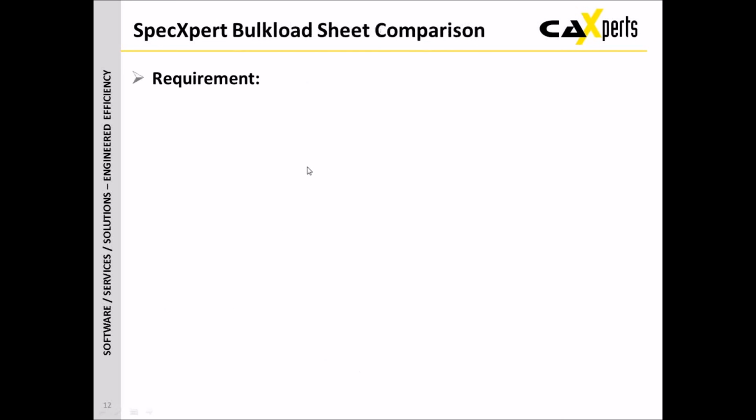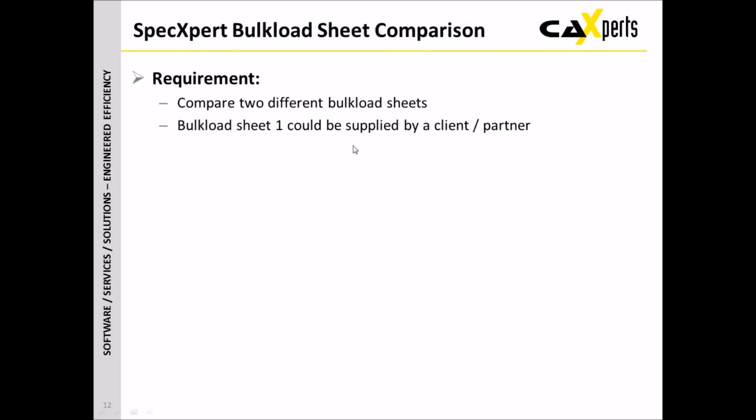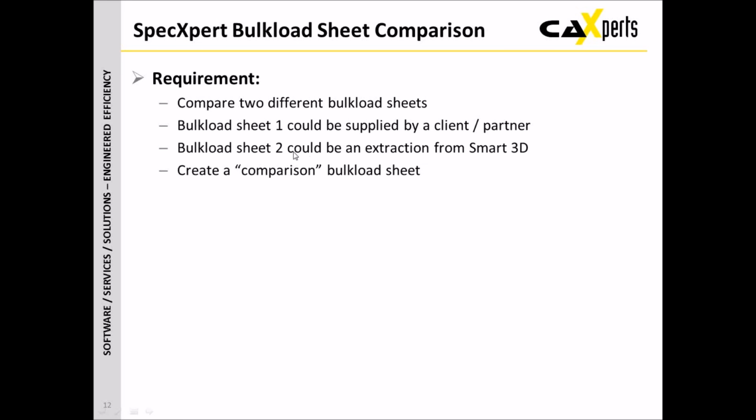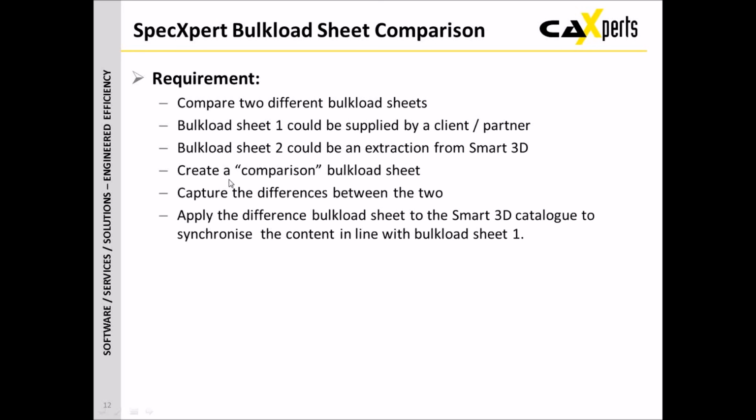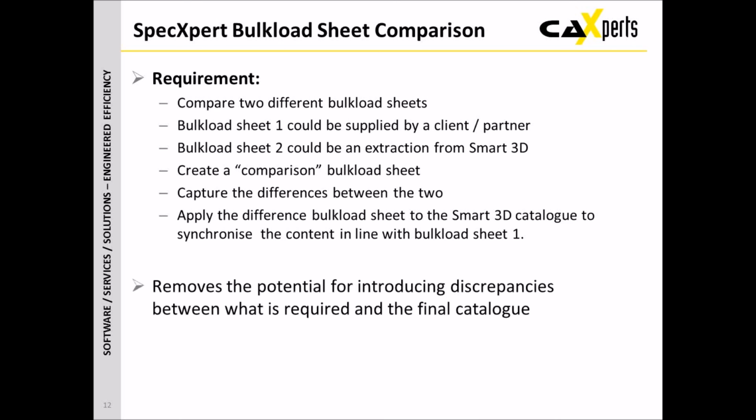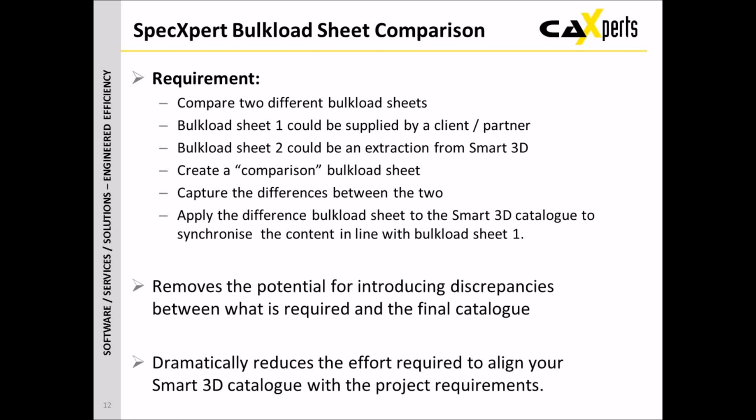For bulk load sheet comparison, you're wanting to compare two different bulk load sheets. As I've said, bulk load sheet 1 could be supplied by a client or a partner or the project team. Bulk load sheet 2 could be an extraction from Smart 3D. You create a comparison bulk load sheet, capture the differences, and then apply the difference bulk load sheet to the Smart 3D catalog to synchronize the content in line with that first sheet. That removes the potential for introducing discrepancies between what is required and the final catalog, and it also dramatically reduces the effort required to align your Smart 3D catalog with the project requirements.